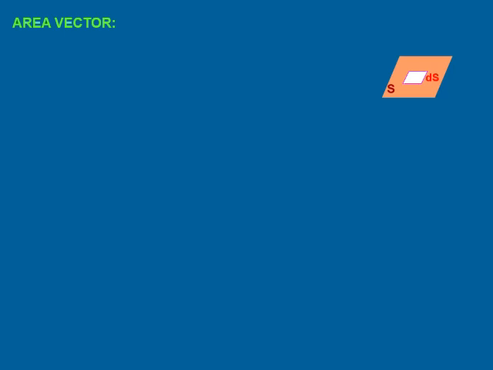If area is a vector, then the direction of this area vector will be pointing normally outwards from the given surface. Okay, so this n represents the direction of the area vector. To represent the area vector ds, it is given by the magnitude of the area vector times the unit vector in the direction of the area vector. Okay, using this concept of area vector, let us come to electric flux.